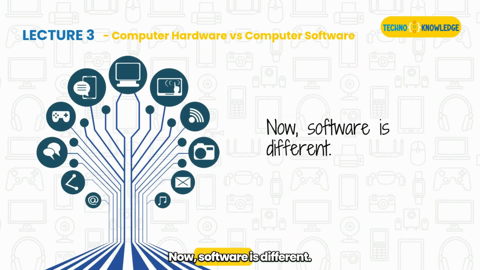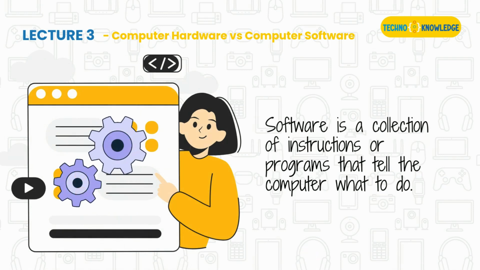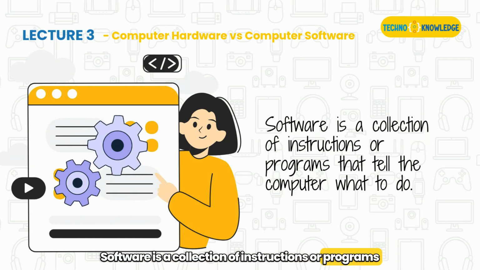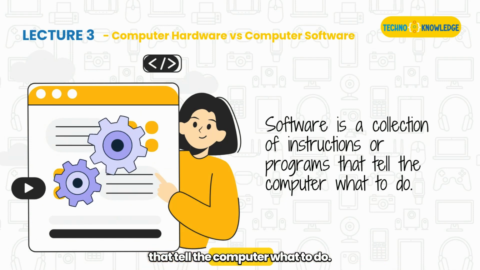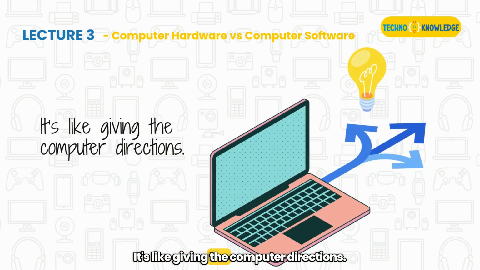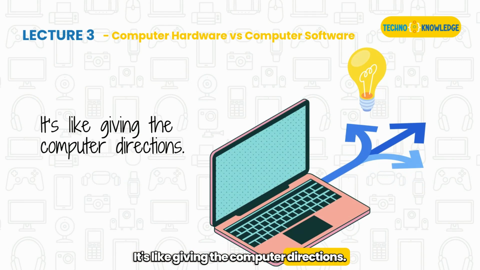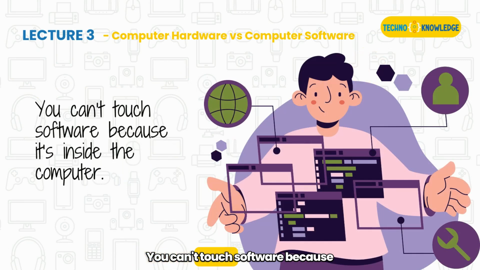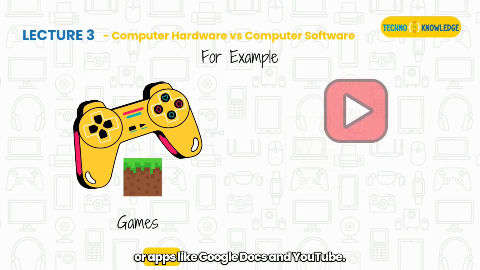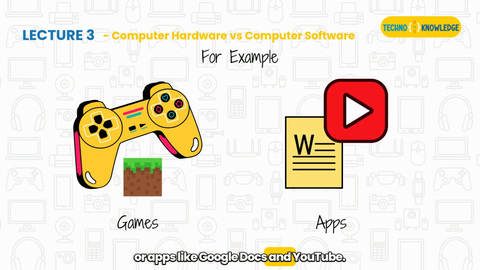Now, software is different. Software is a collection of instructions or programs that tell the computer what to do. It's like giving the computer directions. You can't touch software because it's inside the computer. Examples of software are games like Minecraft or apps like Google Docs and YouTube.